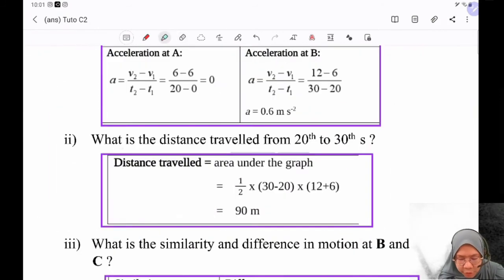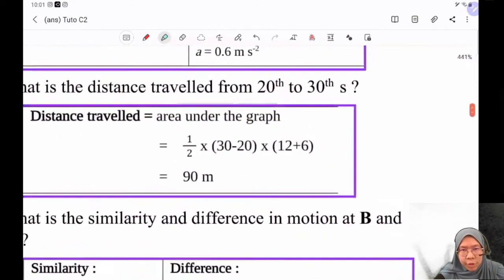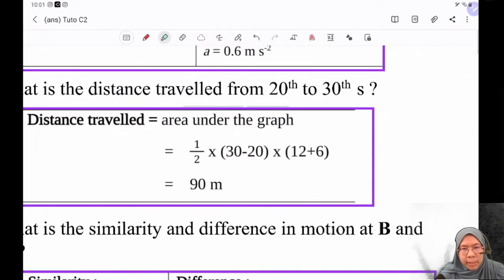What is the distance travelled from 20 to 30 second? Okay, so this is 20, this is 30 second. So to get the distance travelled, the total distance travelled, kita kena kira area under the graph, in which this is the area for trapezium. So kita kira je lah area of trapezium, we will get 90 meter.